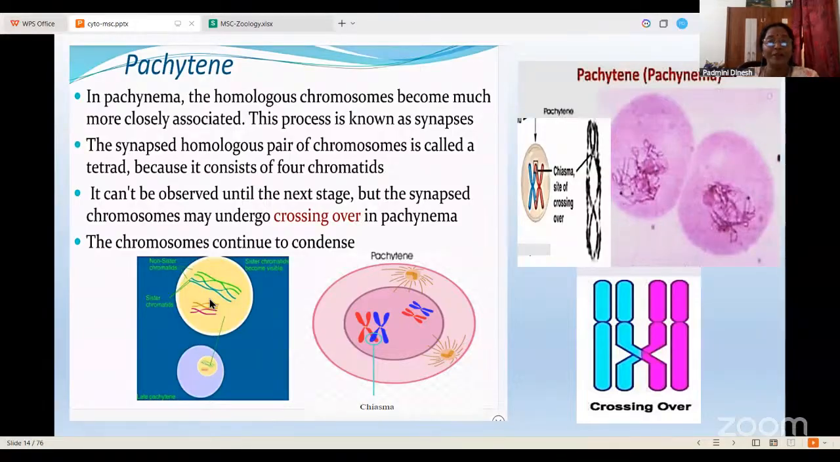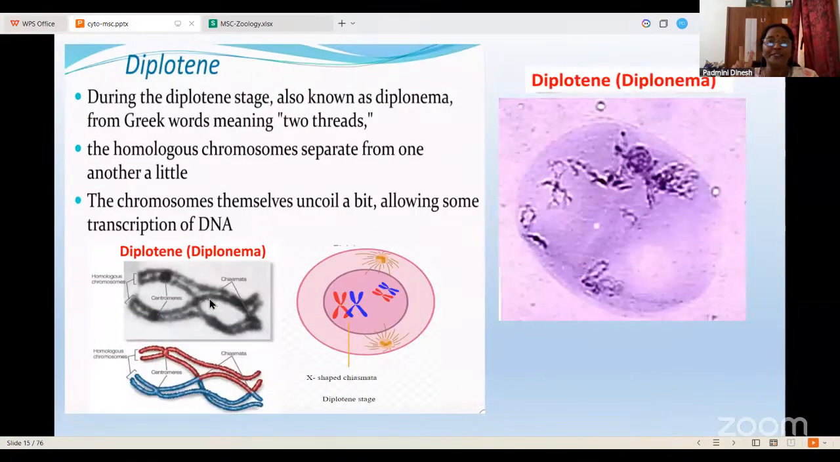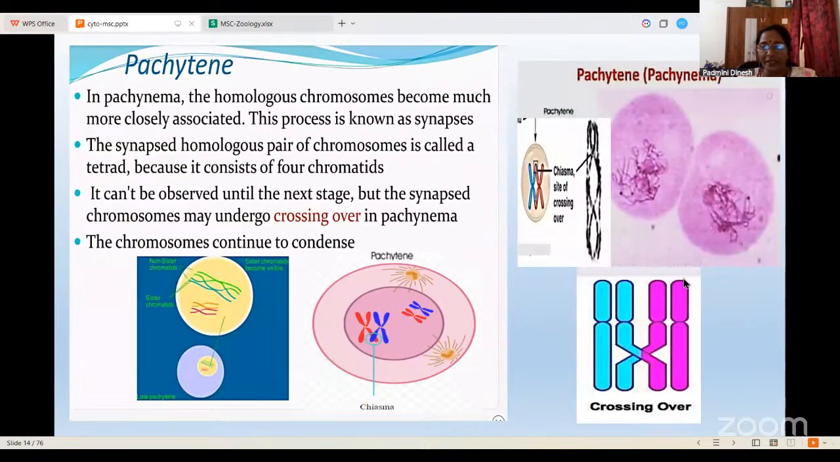Now coming to the diplotene stage, diplo means two threads. After the crossing over has occurred, slowly the threads move away. As they are moving away, they look like two threads over here. Very clearly you can find two threads. At this point they are very close, and you cannot identify the crossing over that's occurring.